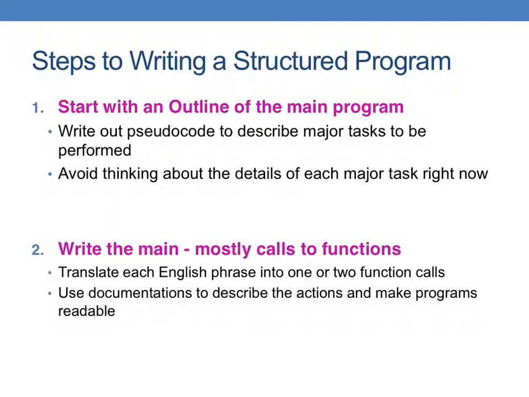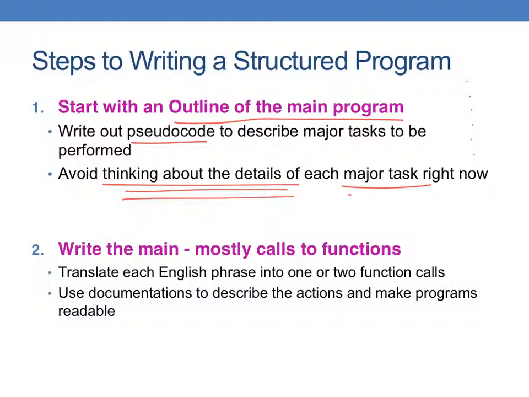So the main steps we're going to take as we write a structured program. The first thing is we're going to start with an outline of the main program. My suggestion is to write out some sort of pseudocode to describe the major tasks being performed. Avoid thinking about the details right now. Just think, this needs to happen first, second, third, fourth, fifth. Say these are the major tasks that need to happen. Then your main function will consist of mostly calls to little subprograms, those little mini programs or functions that your main function can call.